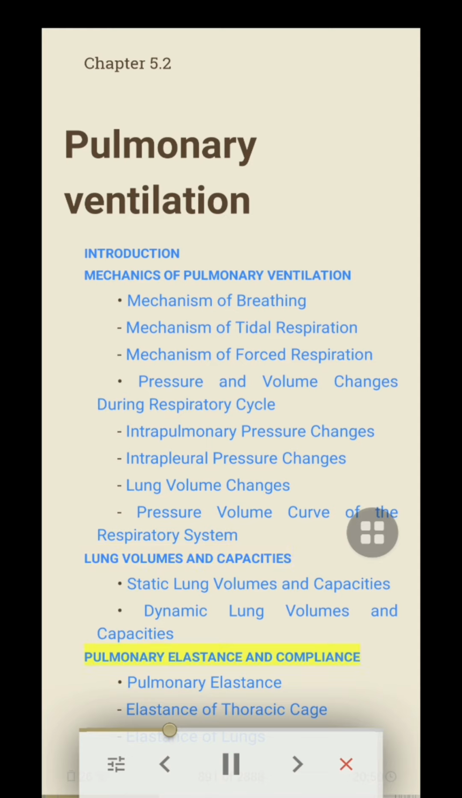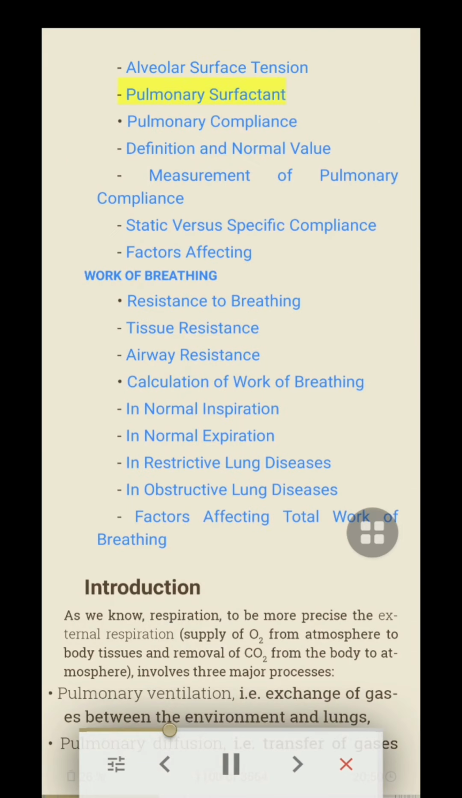Dynamic lung volumes and capacities. Pulmonary elastance and compliance. Pulmonary elastance. Elastance of thoracic cage. Elastance of lungs. Alveolar surface tension. Pulmonary surfactant. Pulmonary compliance. Definition and normal value. Measurement of pulmonary compliance. Static versus specific compliance.